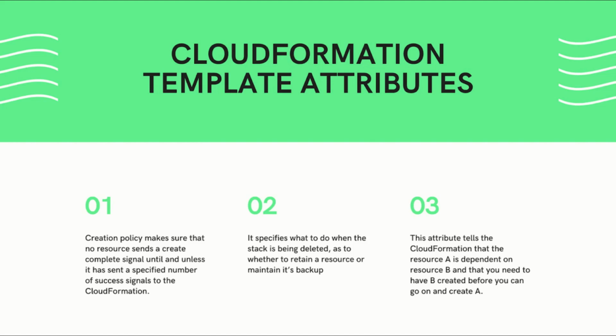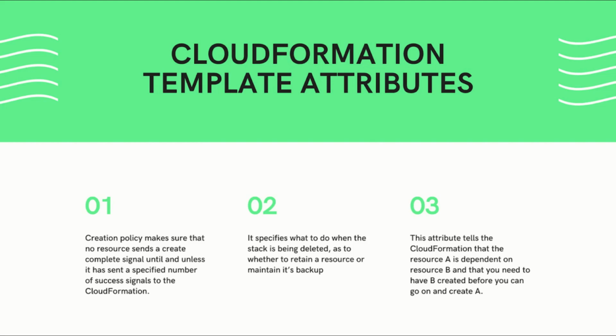We'll discuss just some of the most important attributes. They are creation policy. Creation policy makes sure that no resource sends a create complete signal until it has sent a specified number of success signals to CloudFormation. For example, you deploy an EC2 instance and you want the EC2 instance to send 5 success or positive messages. Only then will you consider it created. So you will use creation policy.